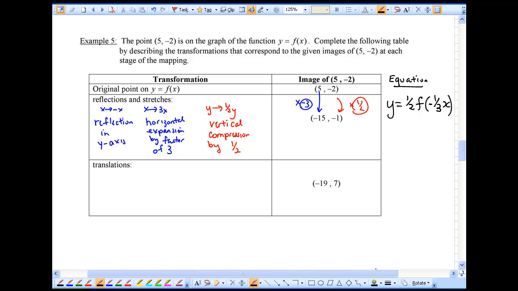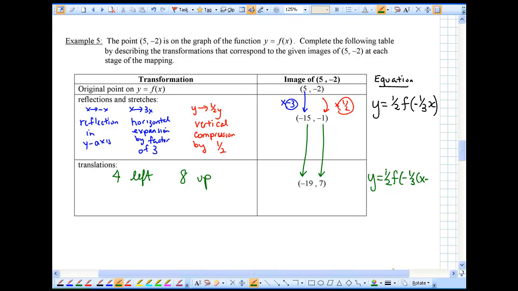And then continuing on now, what's the change between negative 15 and negative 19? How about going 4 to the left? And then from negative 1 to 7, looks like I'm going 8 up. And so looking at my equation now, f of negative 1/3, and notice I bracketed 4 to the left. Left is plus, by the way.